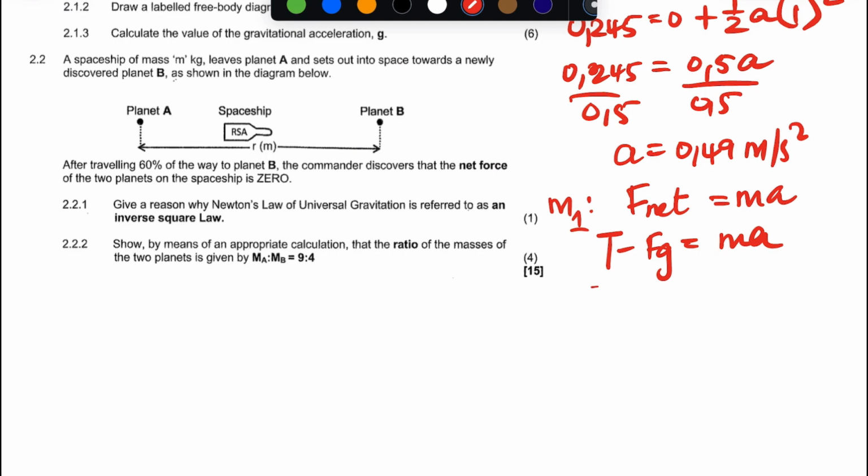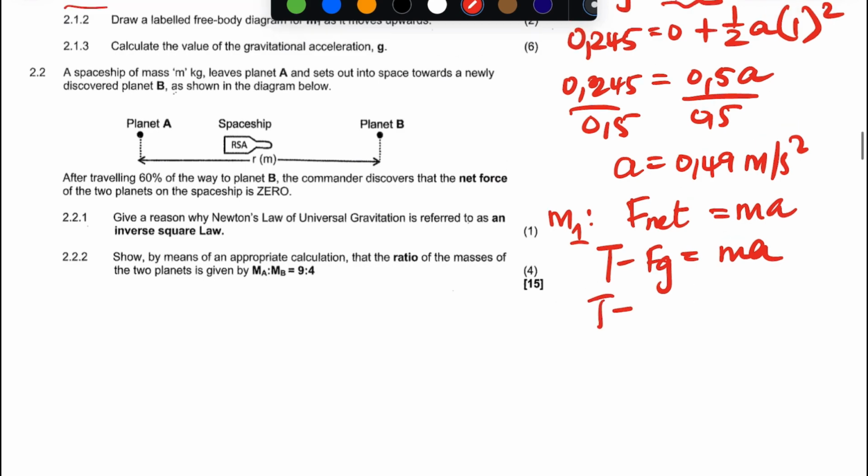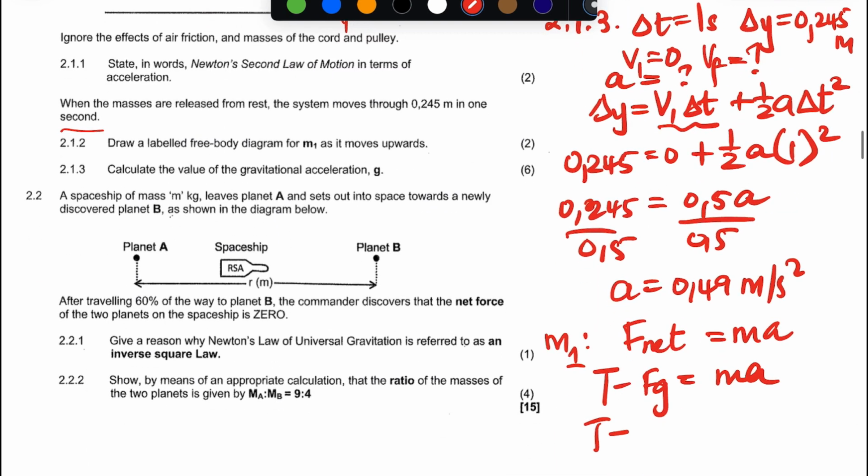Then we substitute. T we do not know, and the mass of that side is 1.9, so it will be 1.9 times g because we're looking for g. And here in this side the mass is 1.9 times the acceleration there, which is 0.49. So 0.49 times 1.9, the answer in this side is going to be 0.931, and in this side it will be T is equal to 1.9 G.